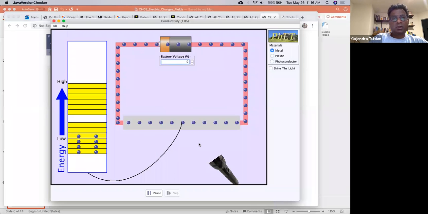So you will do a lab using this simulation. Okay, it's the conductivity lab. So here's a metal. This is the band structure view of it. This is called the conduction band. This is the valence band.